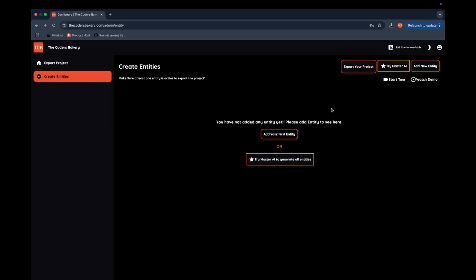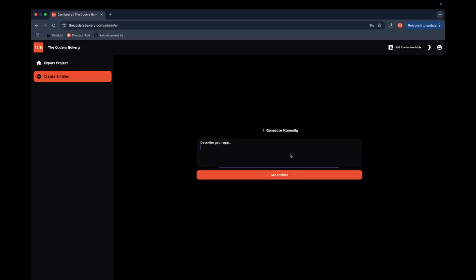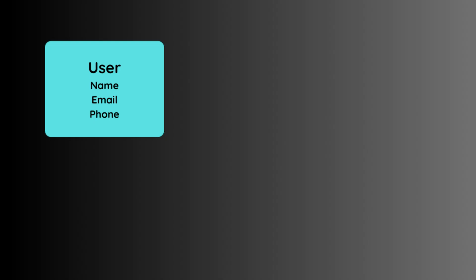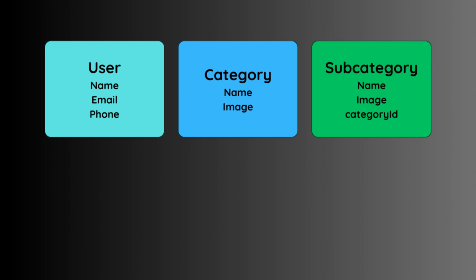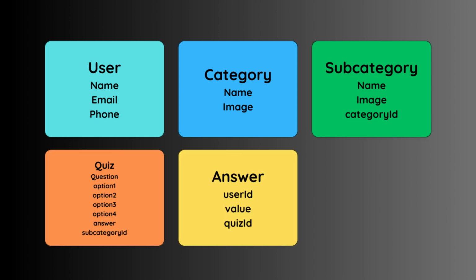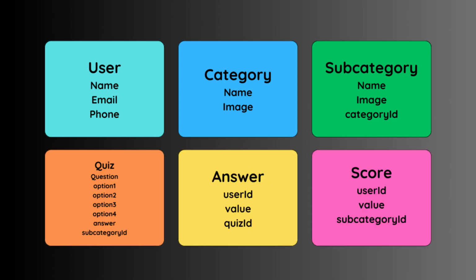You can try either of these ways, but I'm going to show you how you can use master AI to generate all the entities. So I'm talking about entities. Entities are the basic building blocks for your application. So you have to think of all the building blocks of your application. For example, for our quiz app, the building blocks will be users, category, subcategory, quiz, answer of the quiz, score of the user, and status of the user.